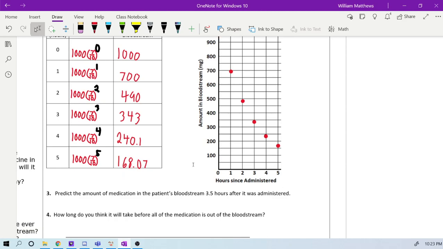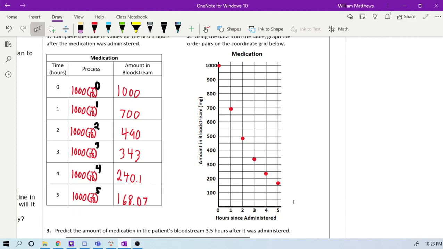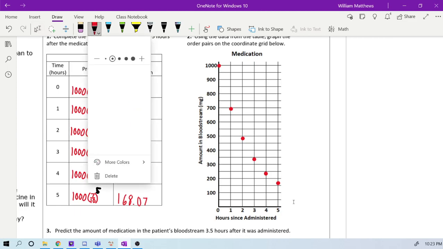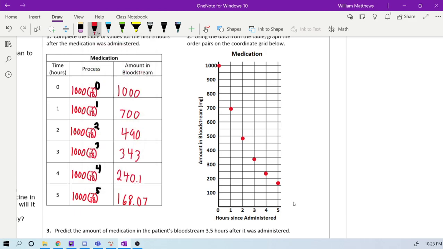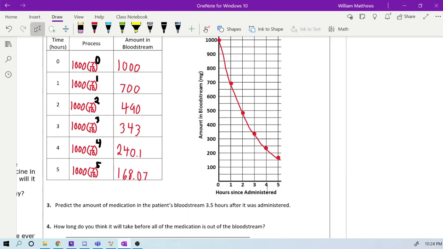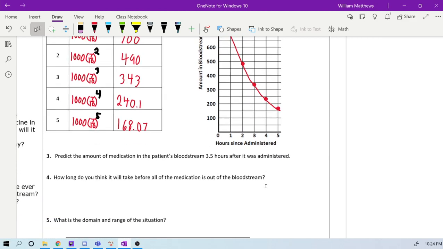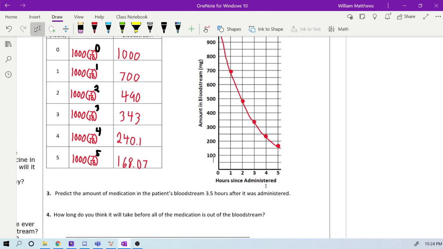Predict the amount of medication in the patient's bloodstream 3.5 hours after it was administered. So this is wanting us to use the data that we have. So one way of doing this, I could connect each of the points that I have given on my graph, and this will give us an approximation of what it would be at 3.5.